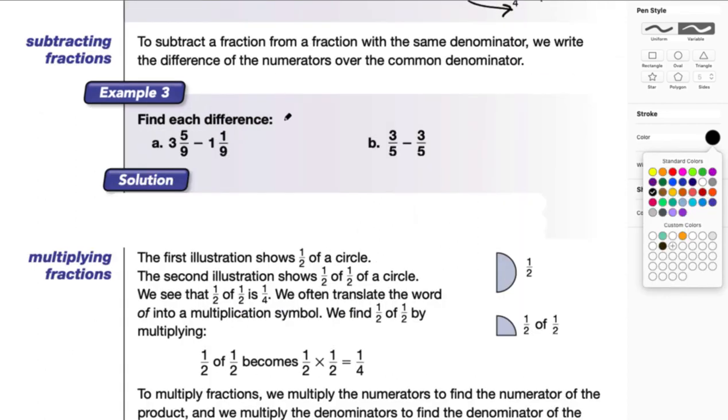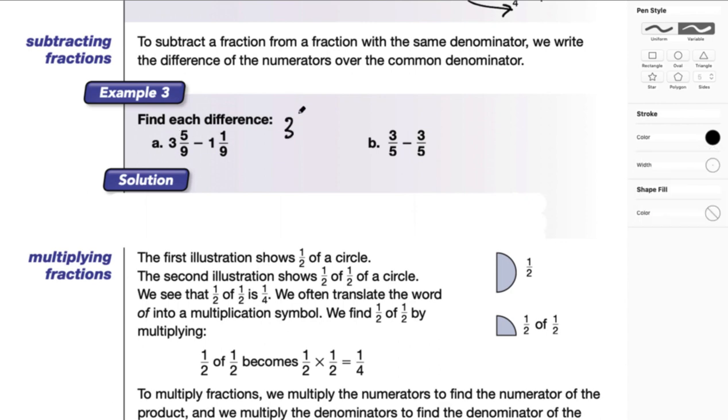Remember, when we're subtracting, we also need to make sure we're talking about the same stuff. The denominators need to be the same. In this case, I'm subtracting 1 and 1/9 from 3 and 5/9. I'm going to look at the fractions and see if I can subtract them. 5/9 is quite enough for me to take 1/9 away, and I'm left with 4/9. Then I deal with the whole numbers: 3 minus 1 is 2. So the answer here is 2 and 4/9.